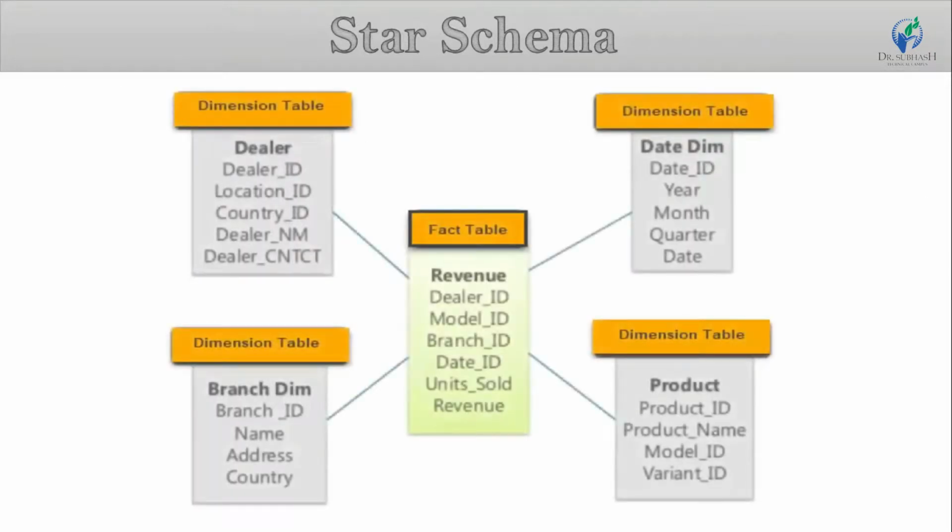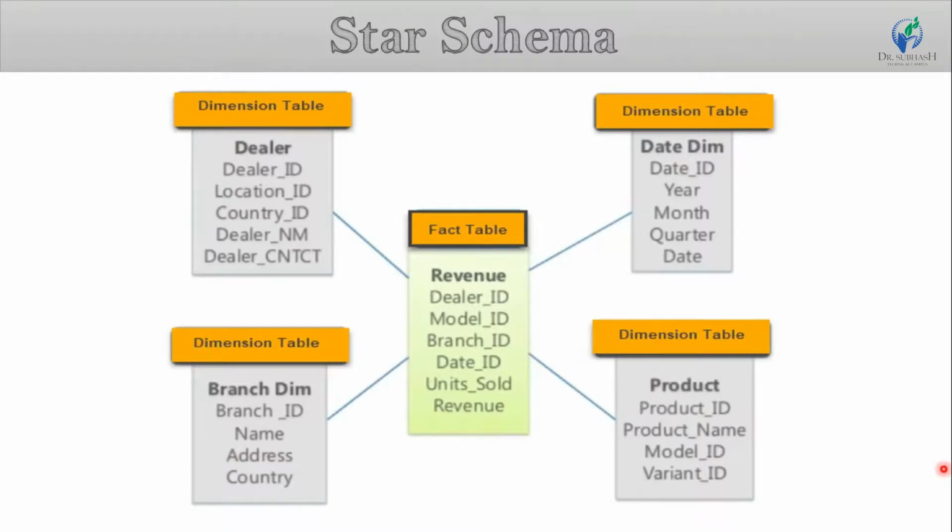So consider this example. In this example, the fact table is at the center like this, which contains keys to every dimension table like dealer_ID, model_ID, date_ID, product_ID, branch_ID, and other attributes like units sold and revenue. And others are dimension tables like this. So this is the basic overview of the star schema.